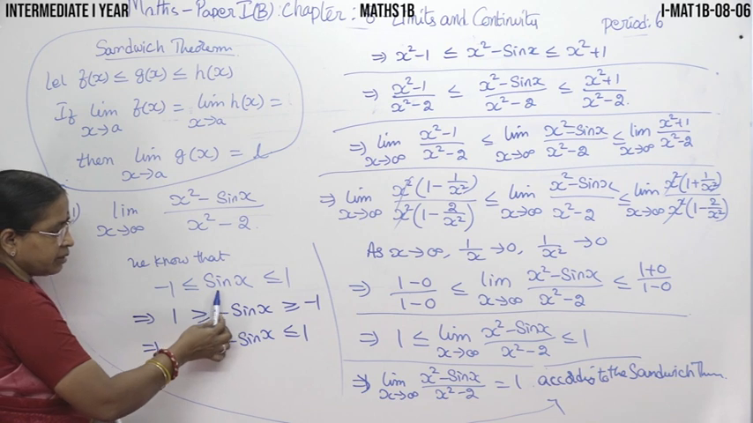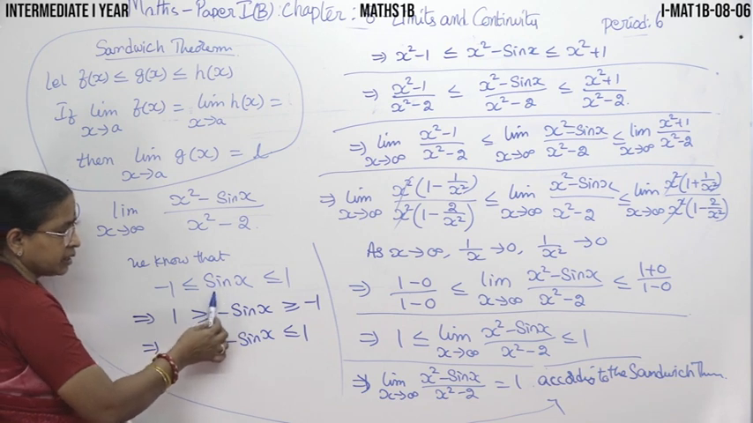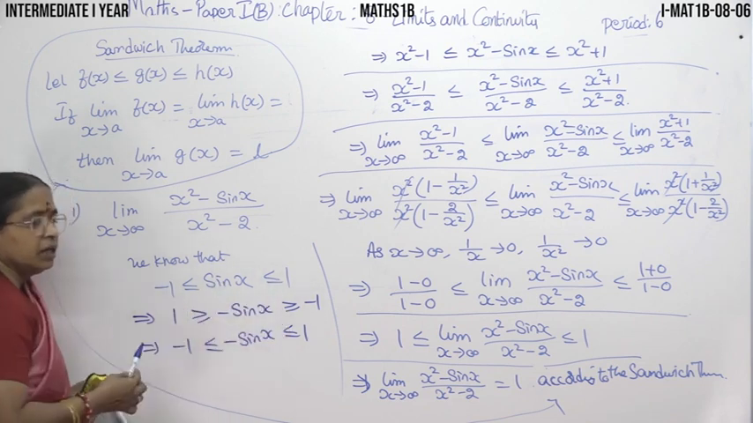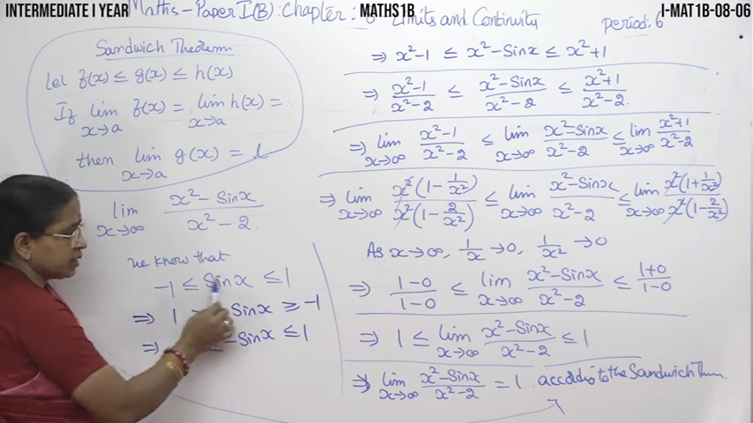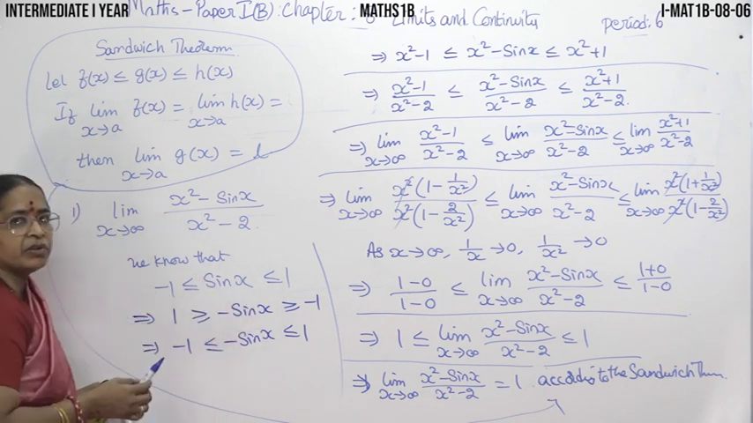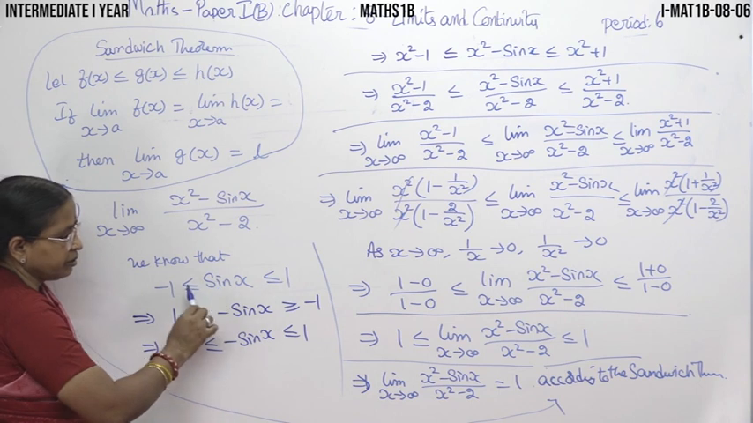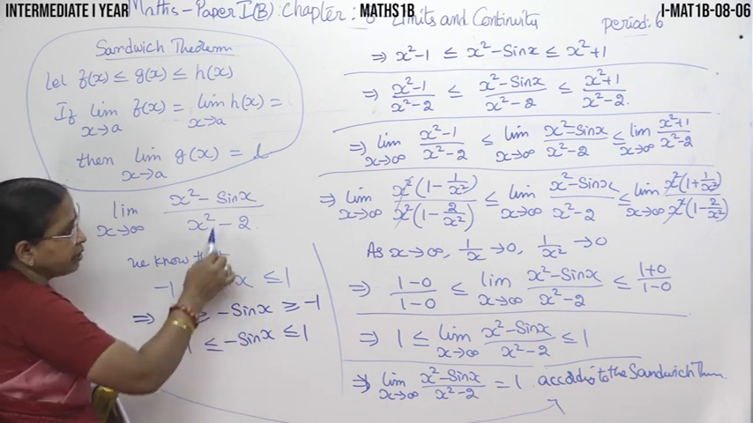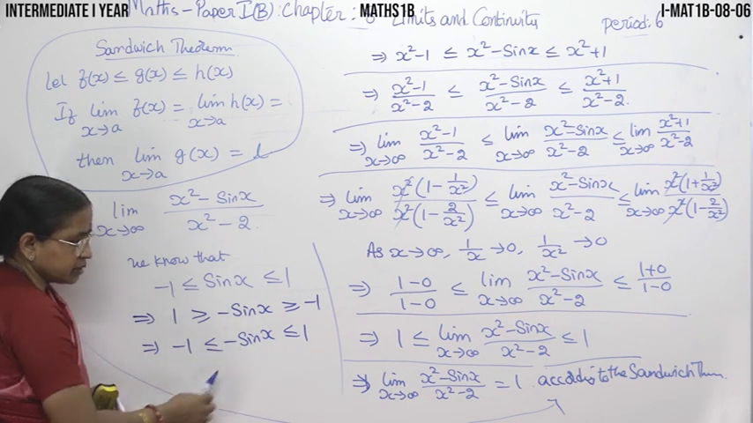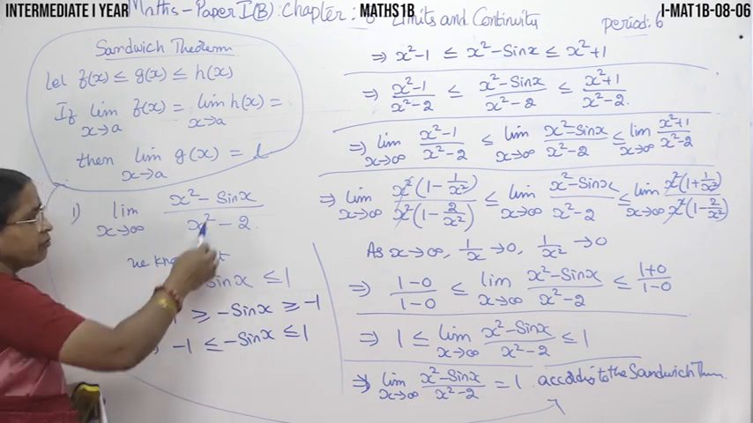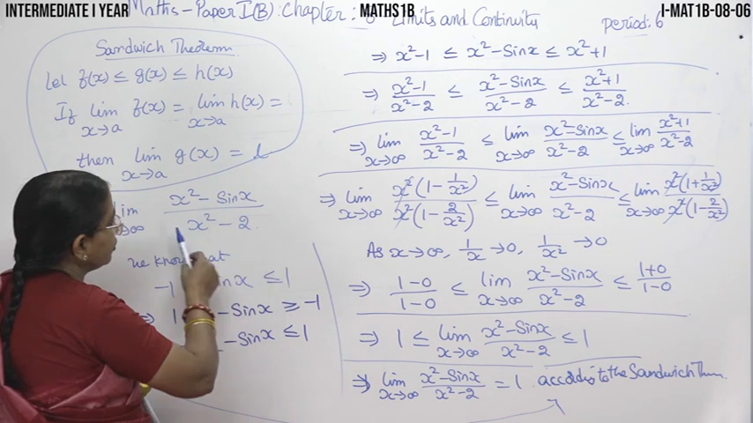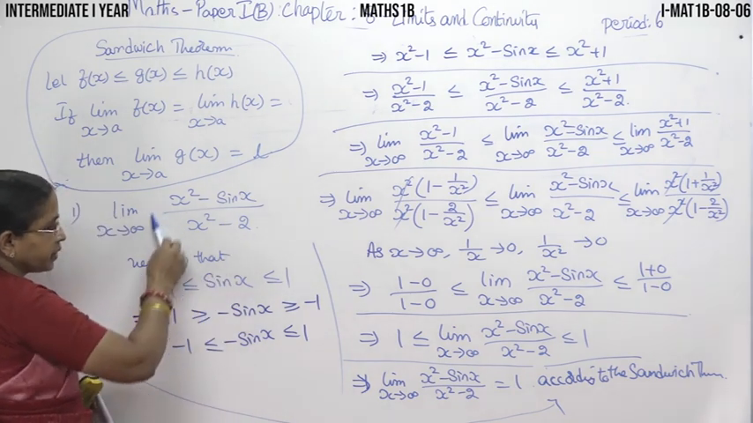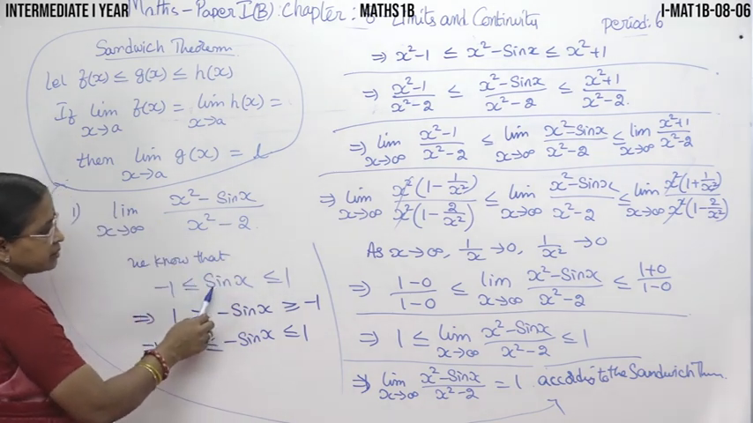So we always start like this: sin x lies between minus 1 and 1. If you have sin square x, it lies between 0 and 1. If you have cos square x, it lies between 0 and 1. Sin x and cos x lie between minus 1 and 1. Even if you have minus sin x, it is almost the same relation. For cos x also it is the same. So you try to bring this expression from this step.